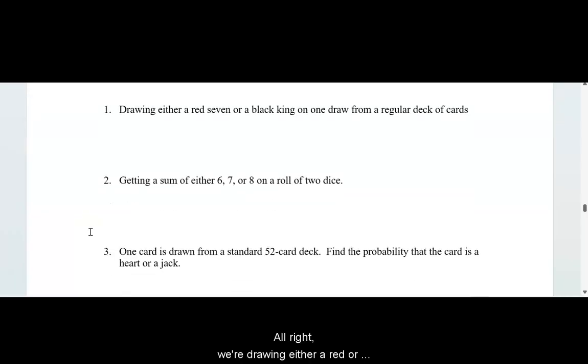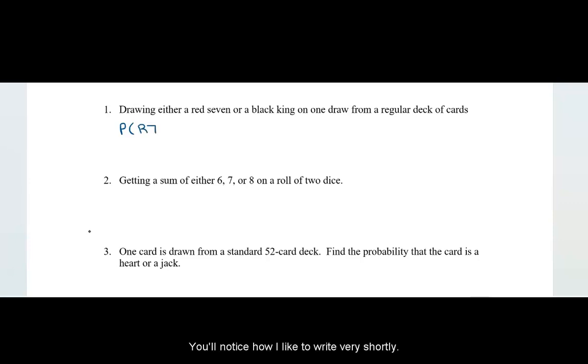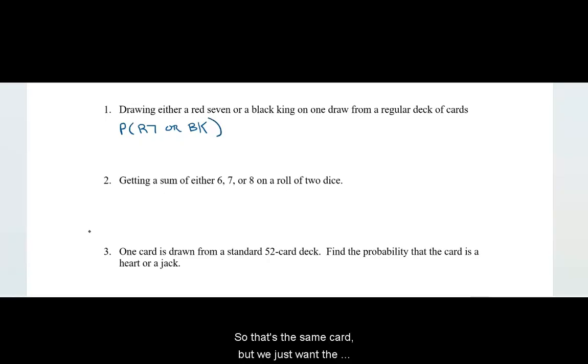All right, we're drawing either a red 7 or a black king with one draw from the deck of cards. So in other words, we're not drawing two cards anymore like we were doing in the previous one. We're drawing one card, and we just want to know what's the probability that when I draw that one card, it's going to be a red 7, or a black king. So that's the same card, but we just want the probability of it being one of those.